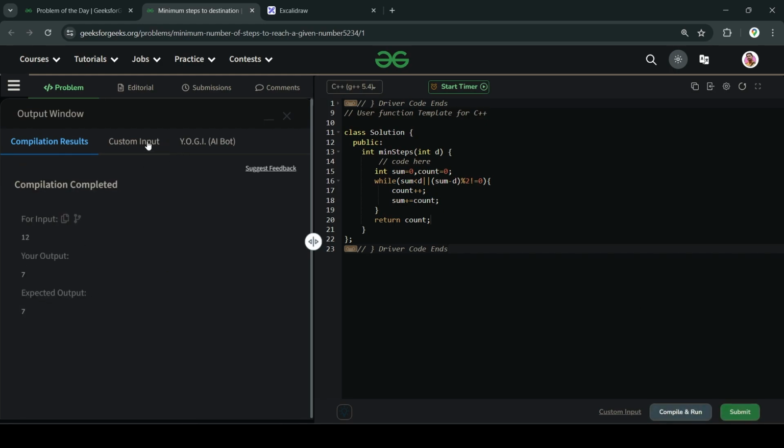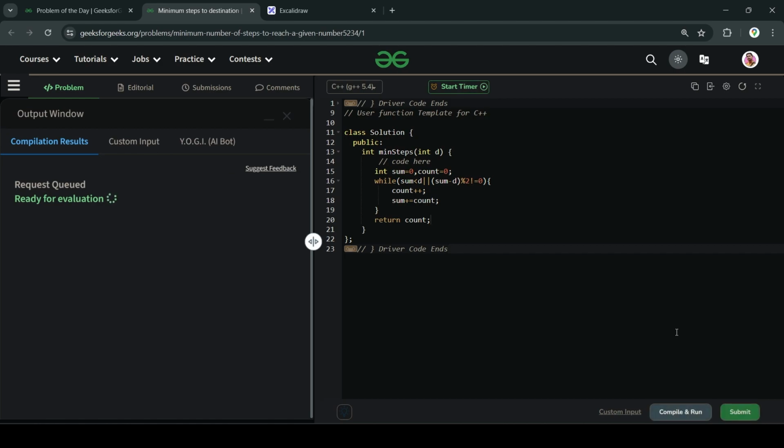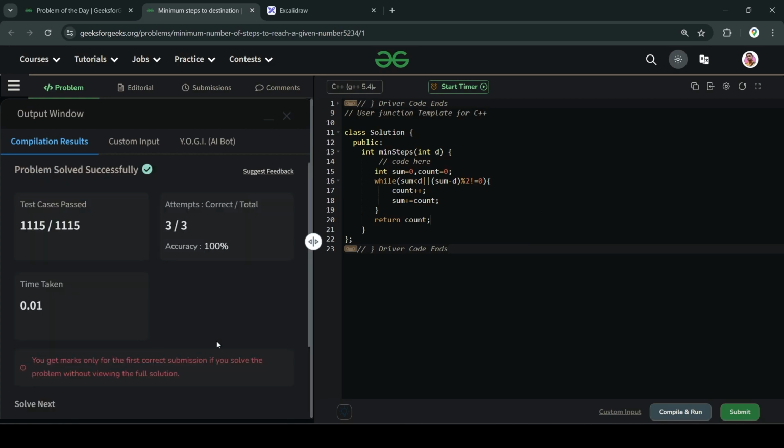Okay, so they are matching. For another test case, suppose 14. Great, so it is working. Let us try to submit the code. Yeah, it is working.